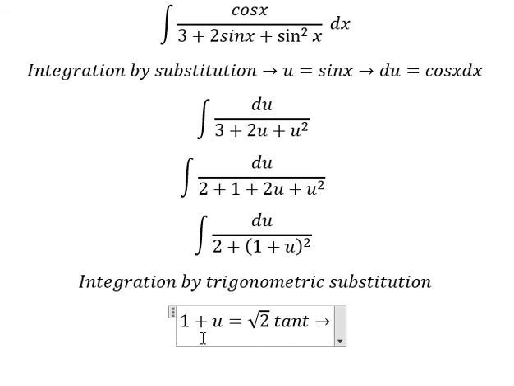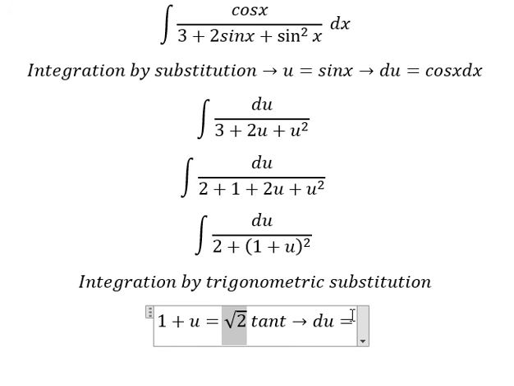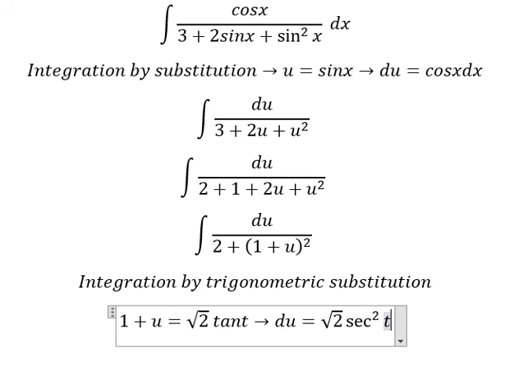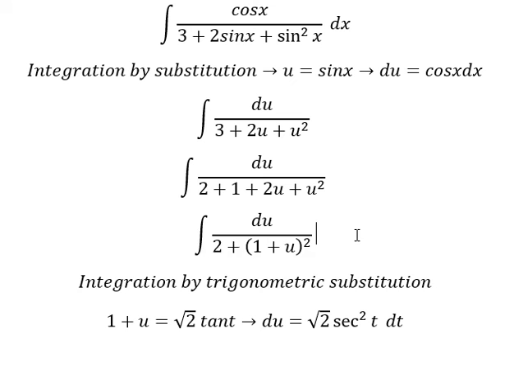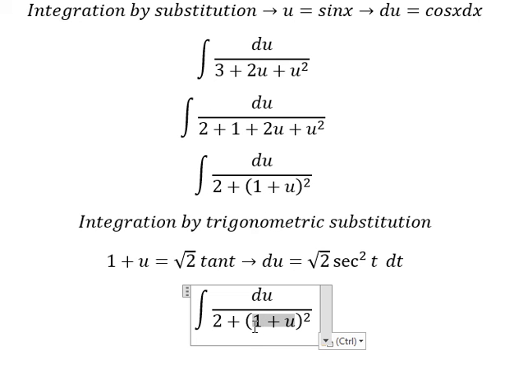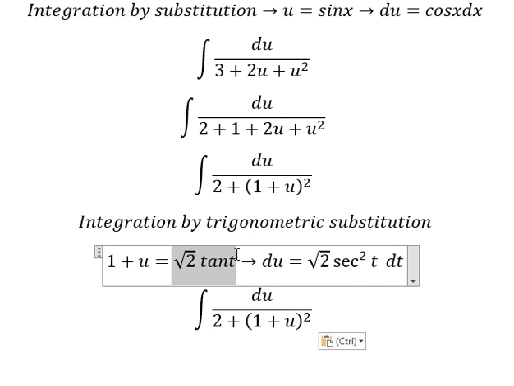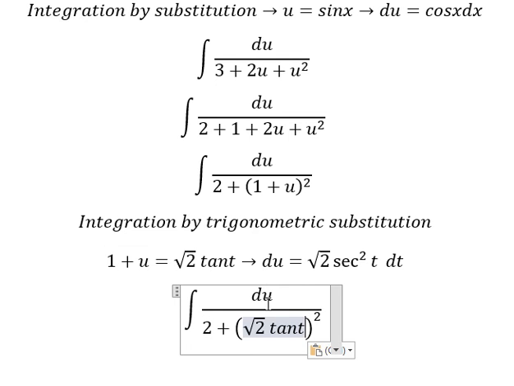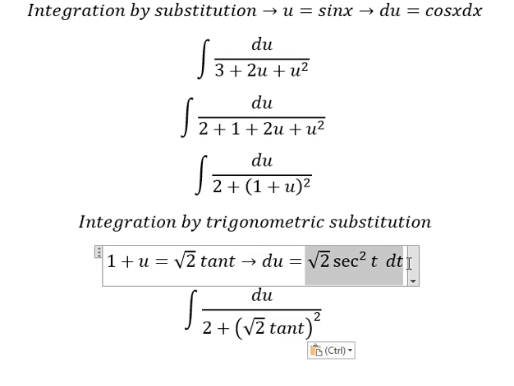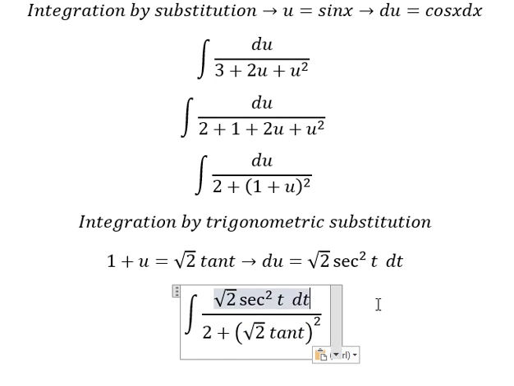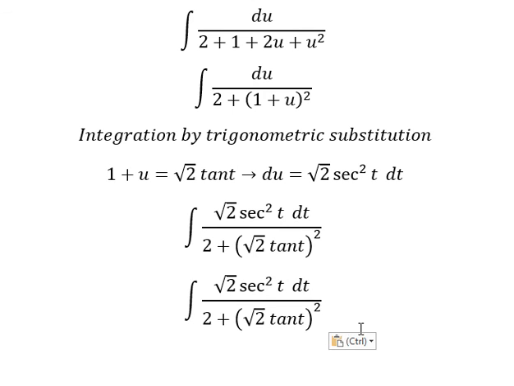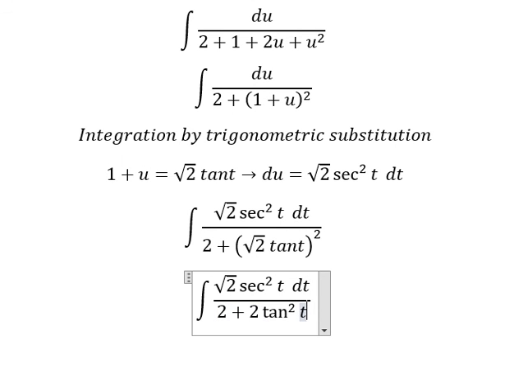So we first take the derivative of both sides, and you get du equals the square root of 2 secant of t squared dt. So this one in here, we change for this one. Du we change for this one, and this one you will get 2 tan t squared.